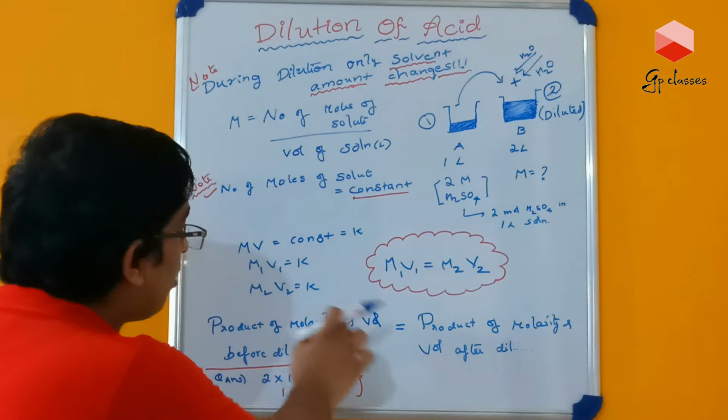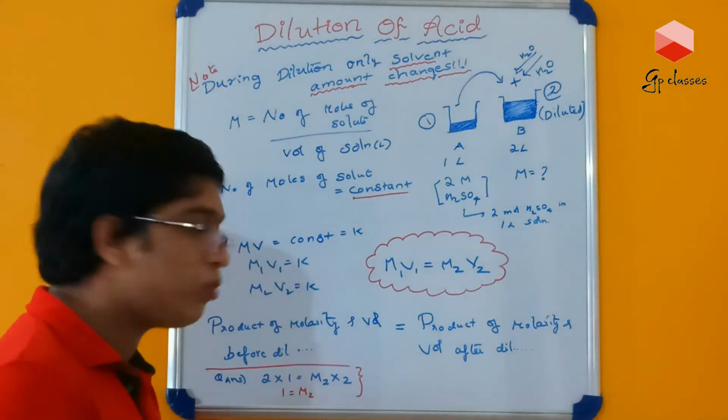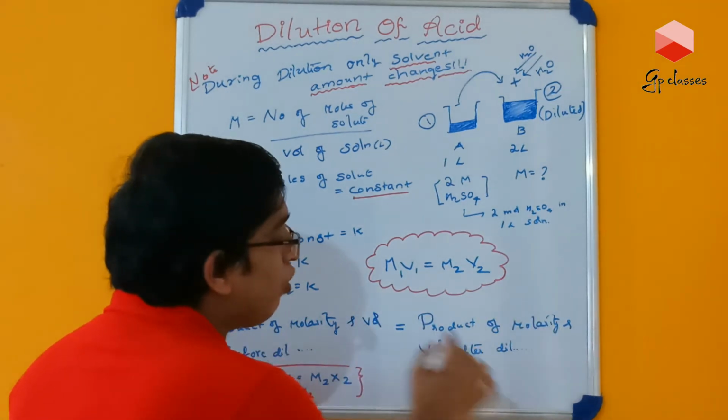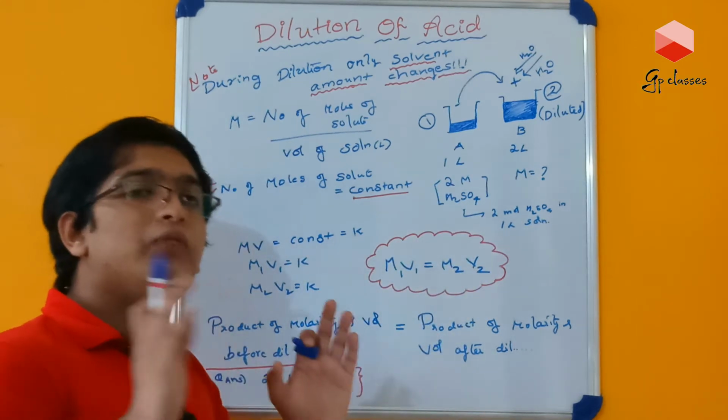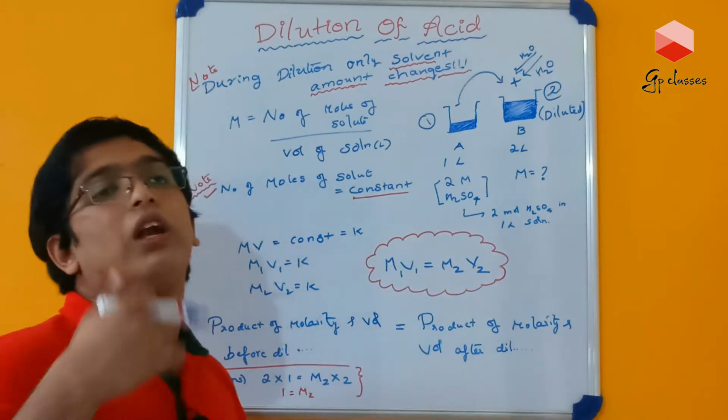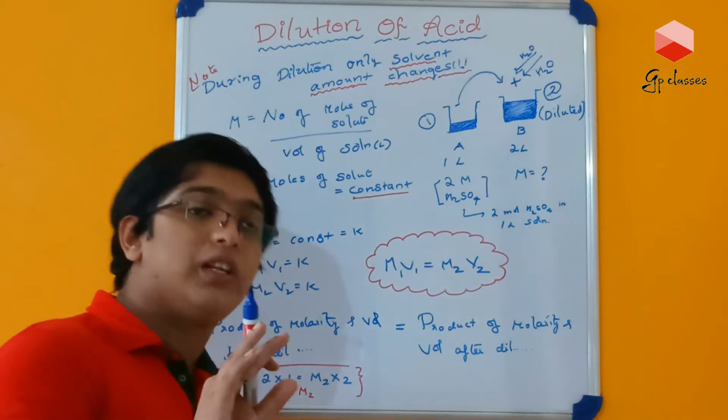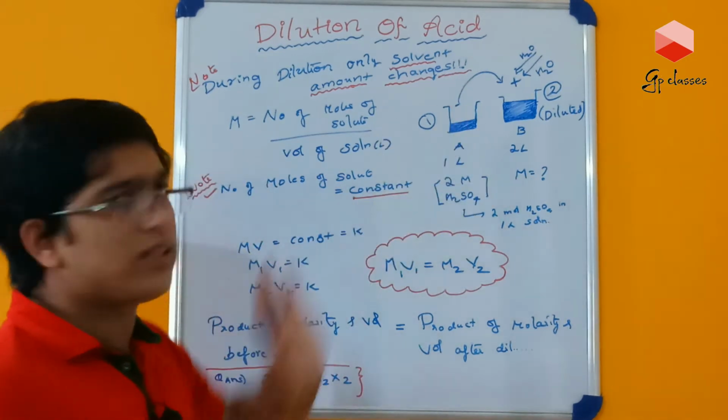That is, the product of molarity and volume before dilution is equal to the product of molarity and volume after dilution, which is a very important equation which we use to analyze the molarity of a solution after diluting. So we have an example.